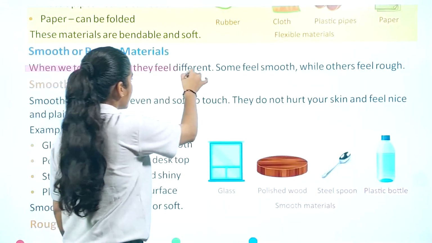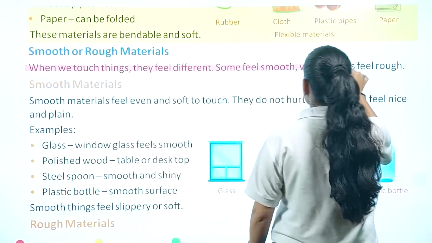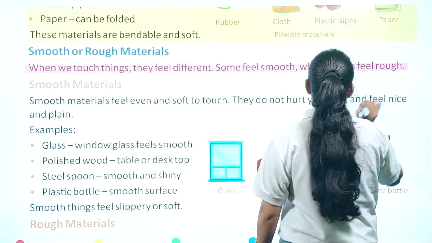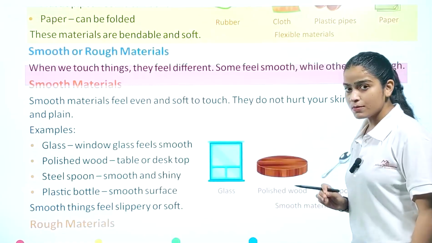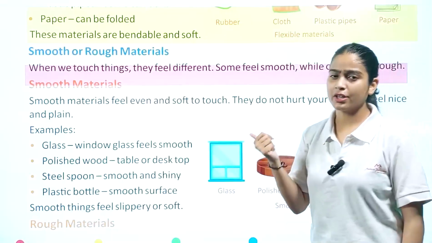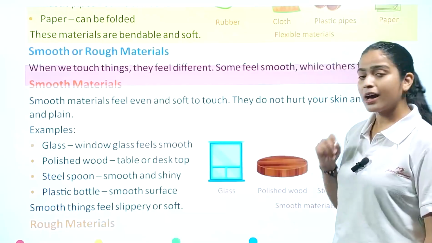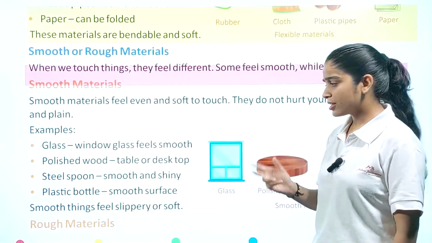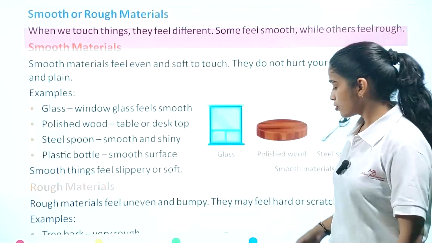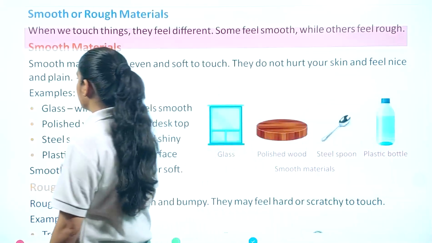When we touch things, we feel different. Some feel smooth while others feel rough. So those materials which are soft to the touch are generally your smooth materials, and those which are rough to the touch are generally your rough materials. So now we are going to learn about the smooth material.